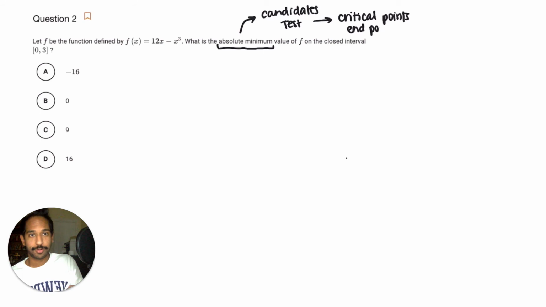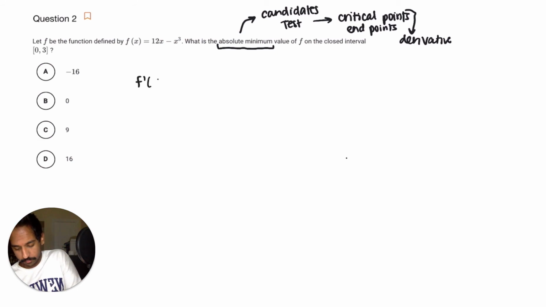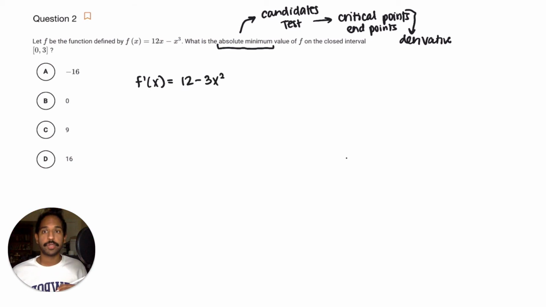And how do we find critical points? We have to find the derivative. My favorite. So let's do it. If we have f of x, it's defined as 12x minus x cubed. F prime of x is going to be 12 minus 3x squared, just by applying the power rule. And so we need to find when is this going to equal 0 to find our critical points. Or when is it undefined? First, I'll check if it's undefined. It's not undefined anywhere. Any x value would work, so it works fine.